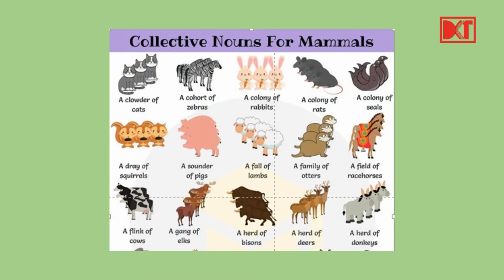Now for mammals, these are a few interesting ones. For example, a colony of rabbits, colony of rats, colony of seals. Then for pigs, we call it a sounder of pigs. For cows, it's a flink. For deer, it's a herd. And for donkeys as well, and for bisons as well, it's a herd. And for lambs, it's a foal. For race horses, it's a field of race horses.